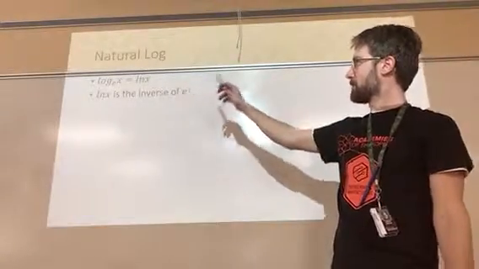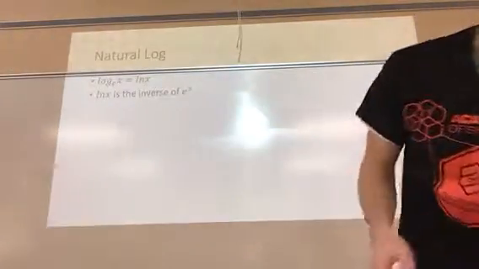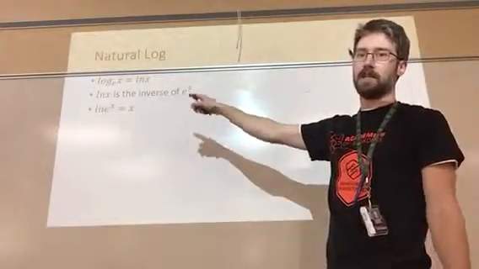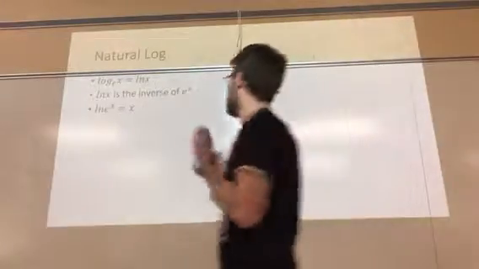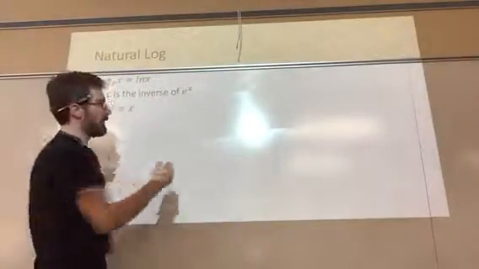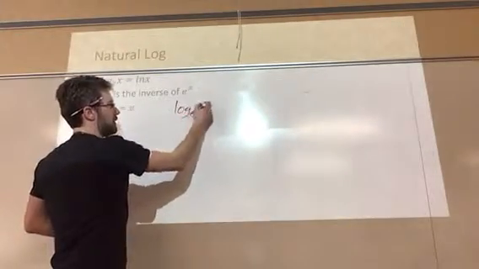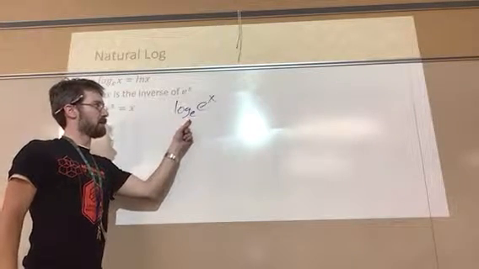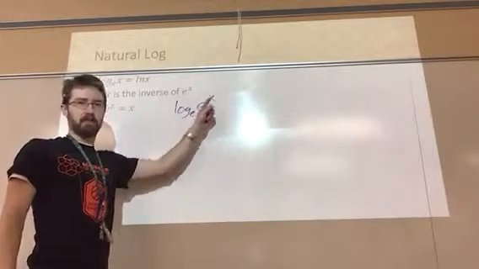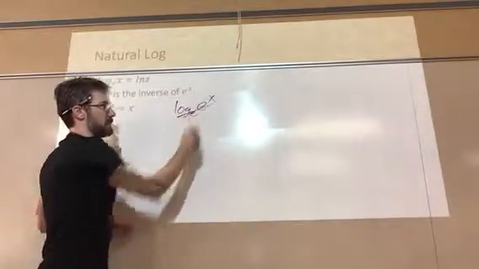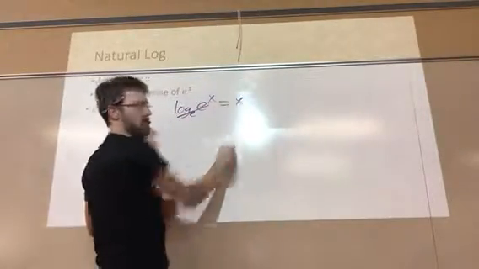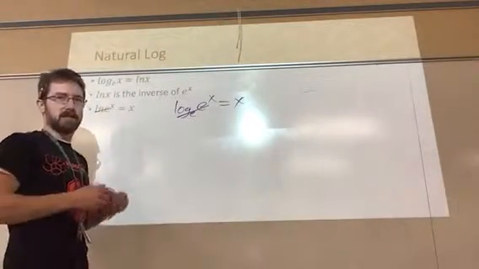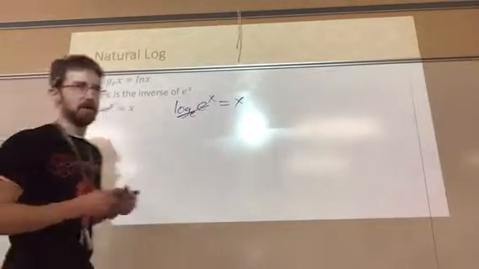Natural log is the inverse of e to the x. That means it has its own inverse properties. Natural log of e to the x is equal to x. What we learned in 7.5 was that if we take a log of something and it's that same base raised to a power, these things cancel out and it's just equal to x. Same idea here. Natural log and e just cancel out and it equals whatever that exponent is.